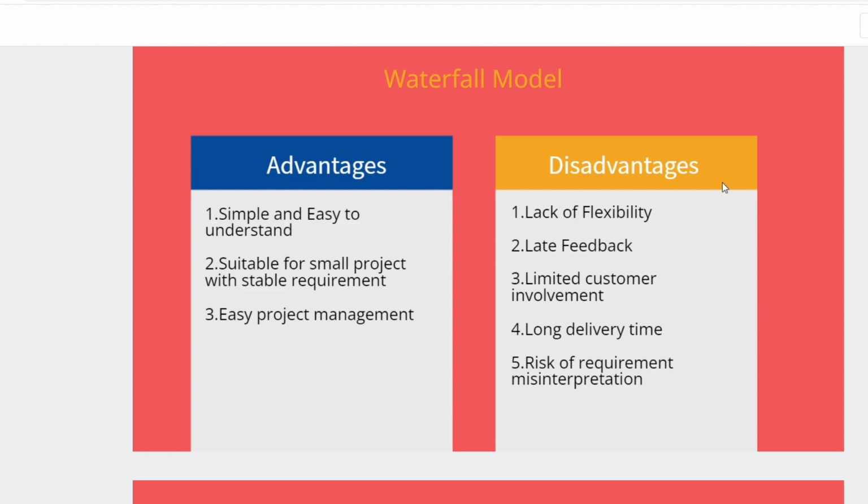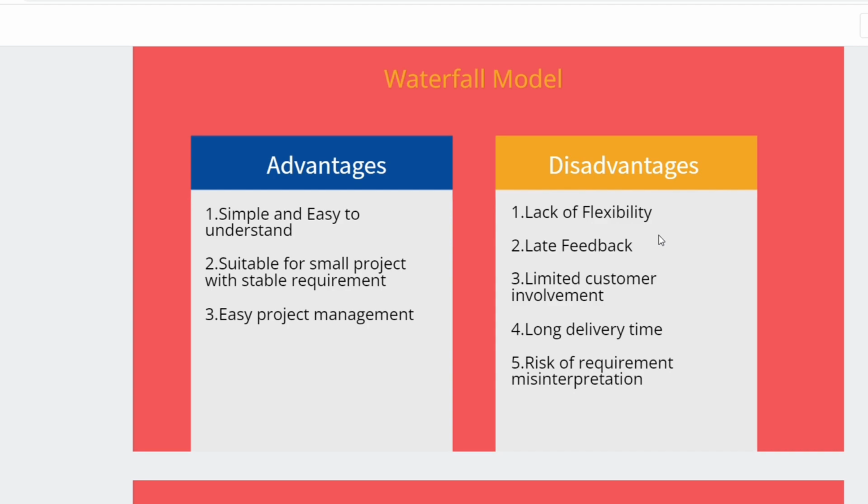The first one is lack of flexibility. It is very difficult to accommodate changes in the requirements once a phase is completed, as going back to the previous phase may require significant time and resources. So basically, in the waterfall model, you will get the feedback late. At the testing phase or at the maintenance phase, maybe you get to know there is an issue in some functionality that you will get to know from the customer side during the maintenance phase, and you need to fix that.